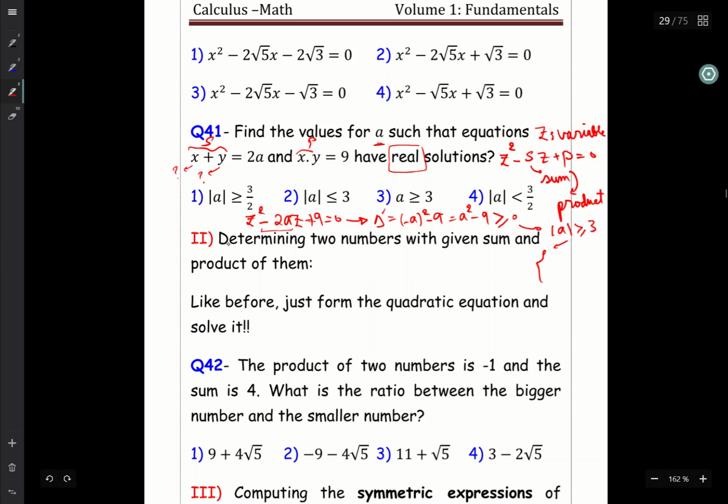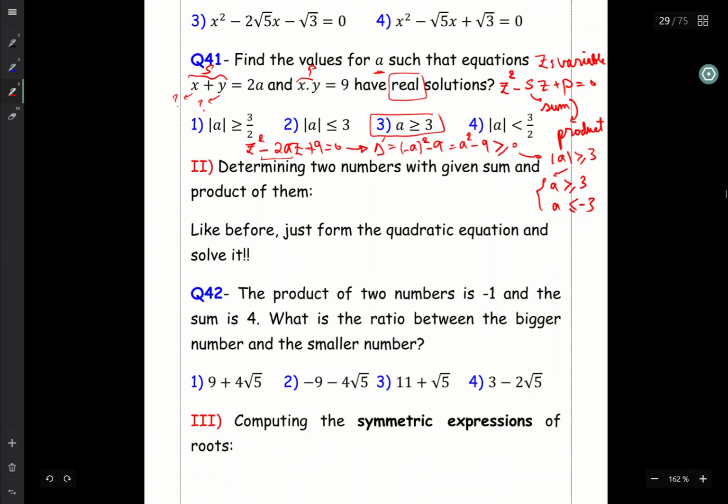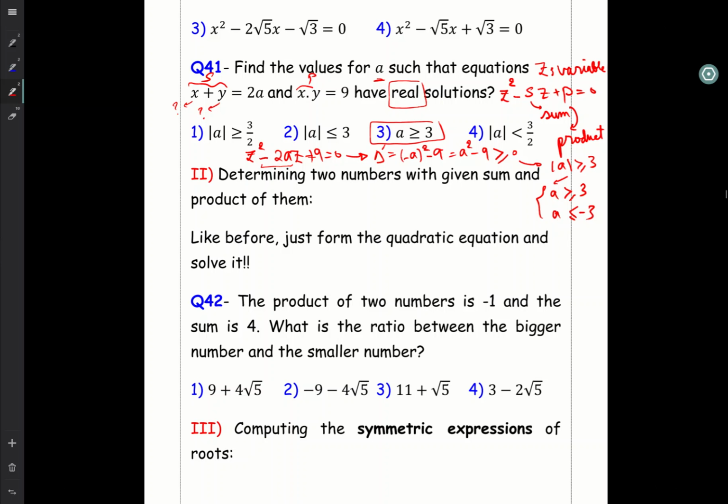So this implies that either a is greater than or equal to 3 or a is less than or equal to negative 3. We will get back to these inequalities with the absolute value function later on. But for now, we know that a is either positive or negative. Therefore, either a is greater than or equal to 3 or the other way.